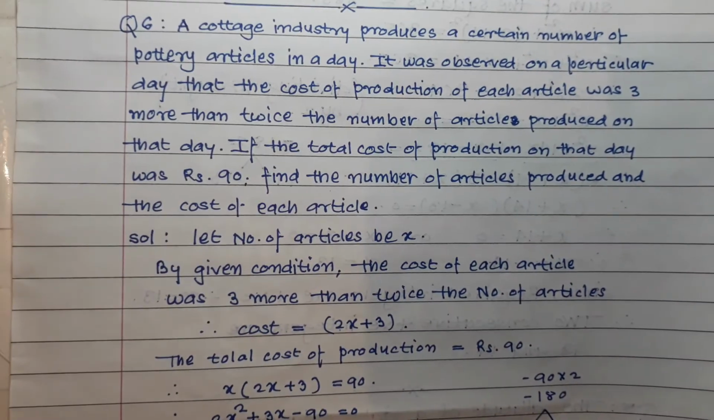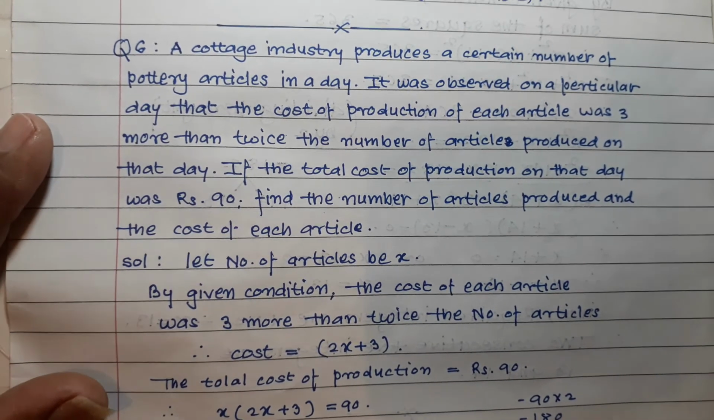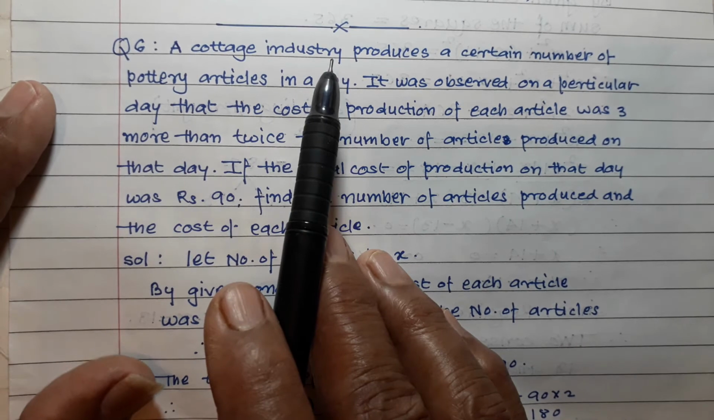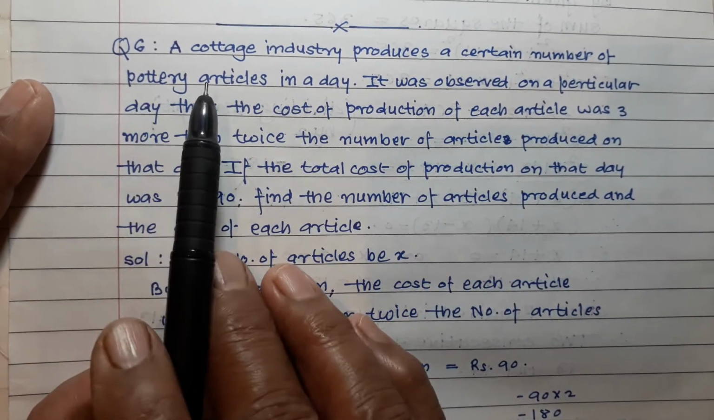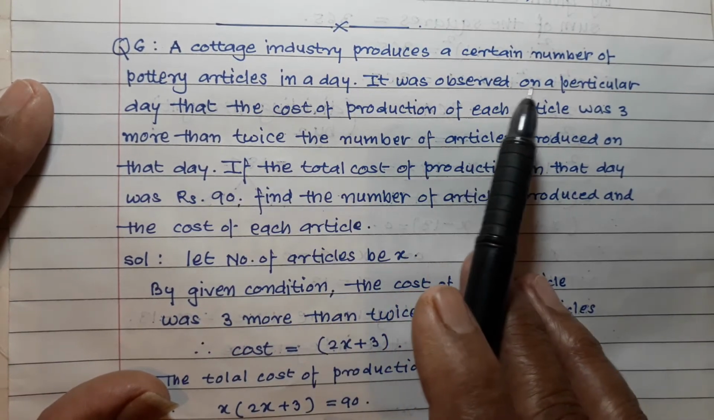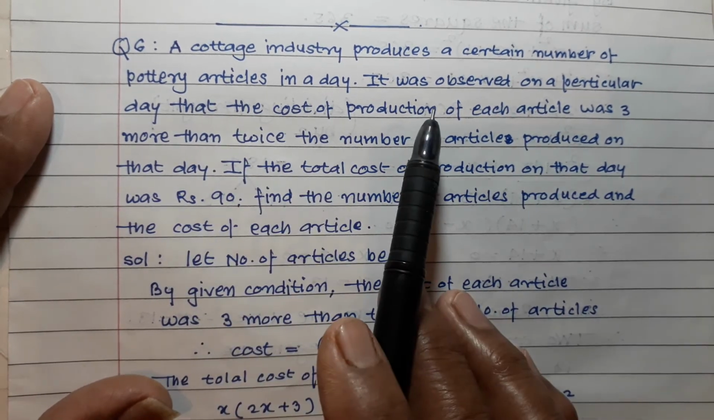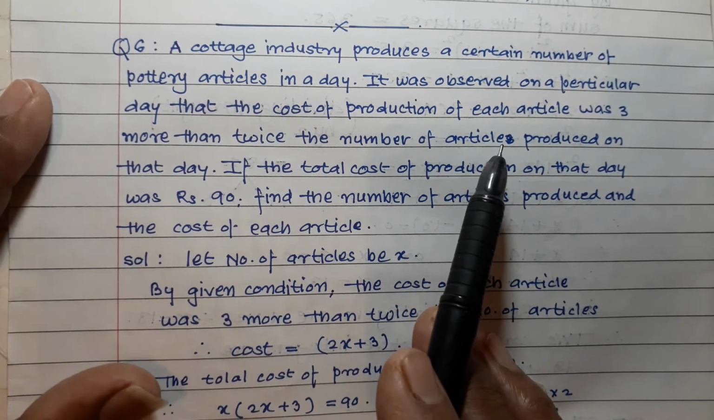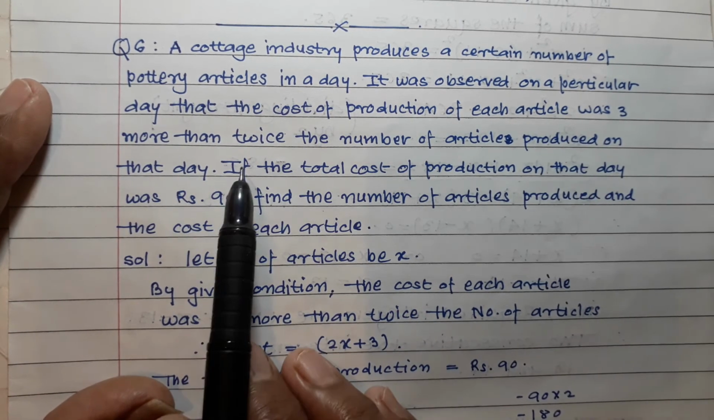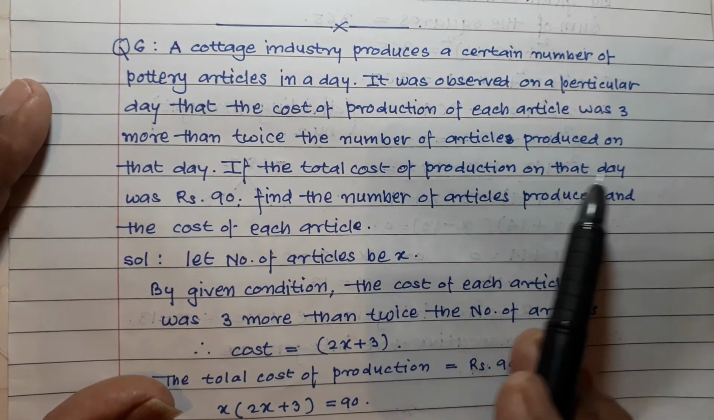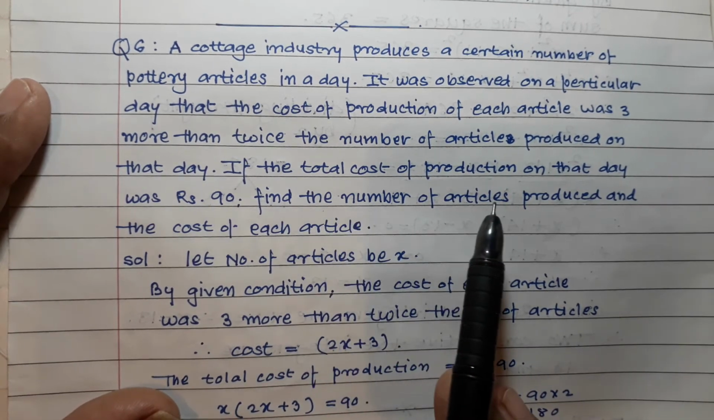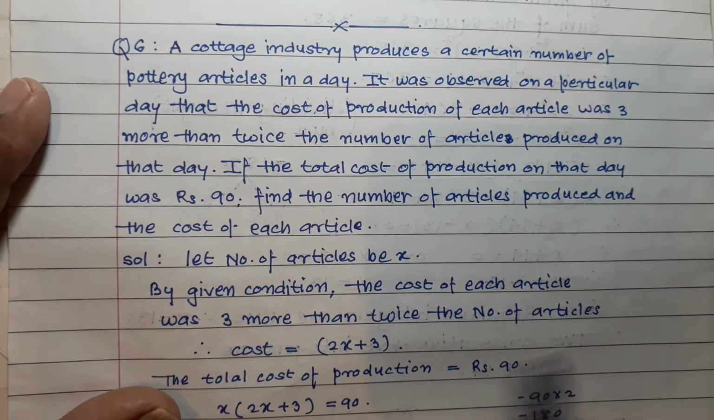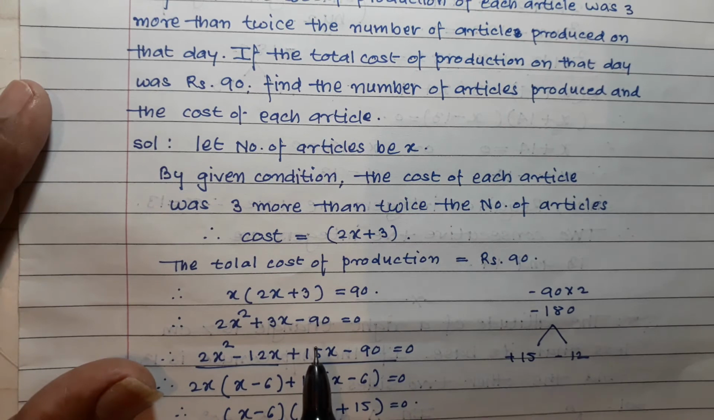Question number 6. Now this question is slightly lengthy, so you read this question properly. A cottage industry produces a certain number of pottery articles in a day. It was observed on a particular day that the cost of the production of each article was 3 more than twice the number of articles so produced on that day. If the total cost of production on that day was rupees 90, find the number of articles produced and the cost of each article. Okay, now try to understand. Example is not difficult. It is lengthy.